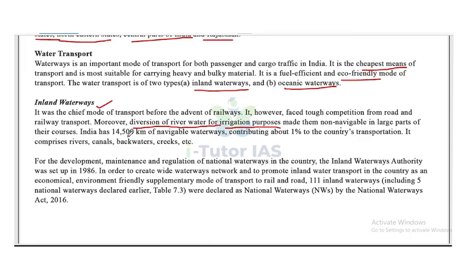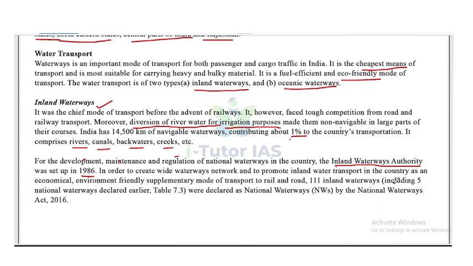India has 14,500 km of navigable waterways, contributing about 1% to the country's transportation. It comprises rivers, canals, backwaters, creeks, etc. For the development, maintenance and regulation of national waterways in the country, the Inland Waterways Authority was set up in 1986, in order to create a wide waterways network and to promote inland water transport in the country as an economical, environment-friendly supplementary mode of transport to rail and road.